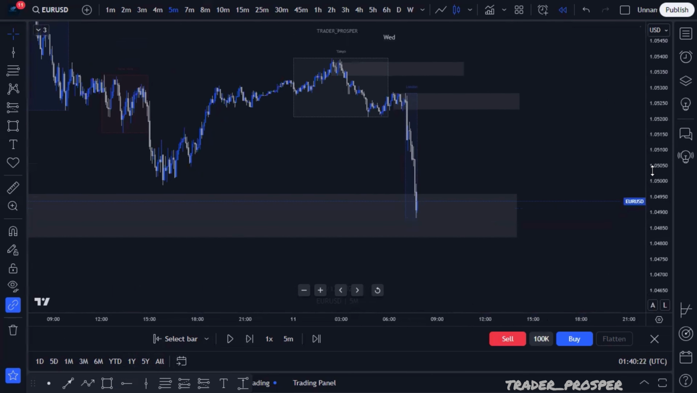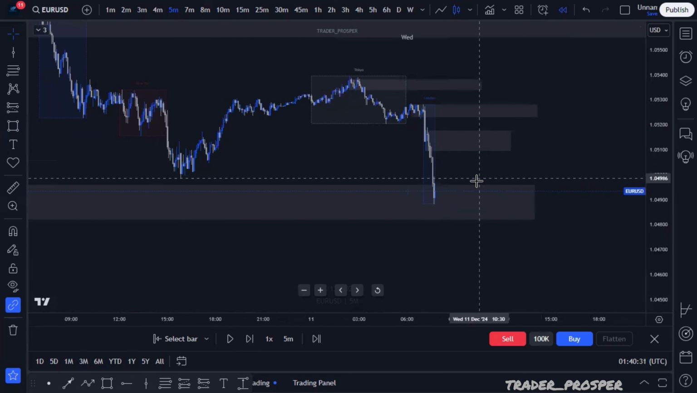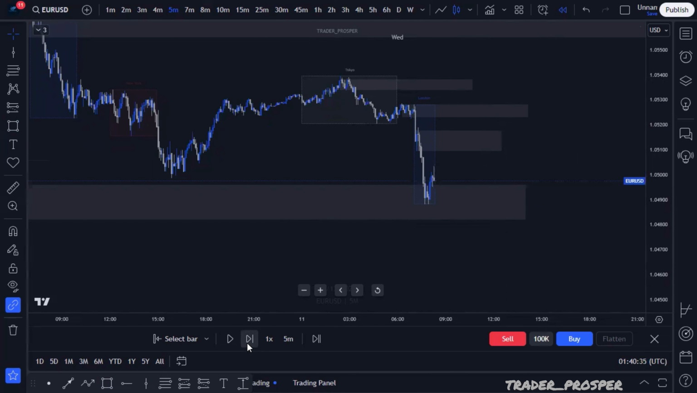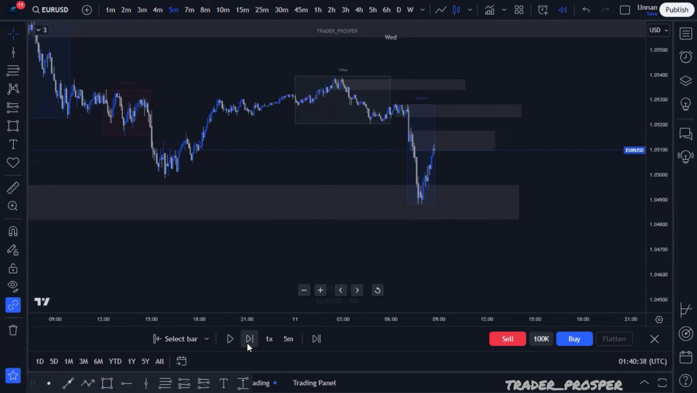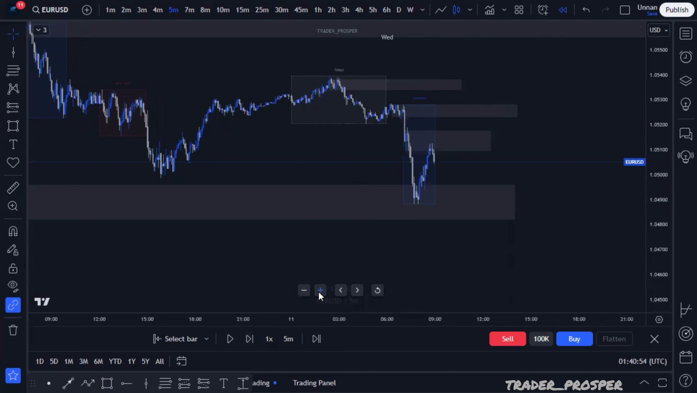Okay, it kept on going to the downside. Now there was this one here also, this point to watch out for. See what happens. Okay, that was a retracement. And right now price is currently at our lower time frame supply zone. Let's see if we have a nice engulfing candle to the downside.